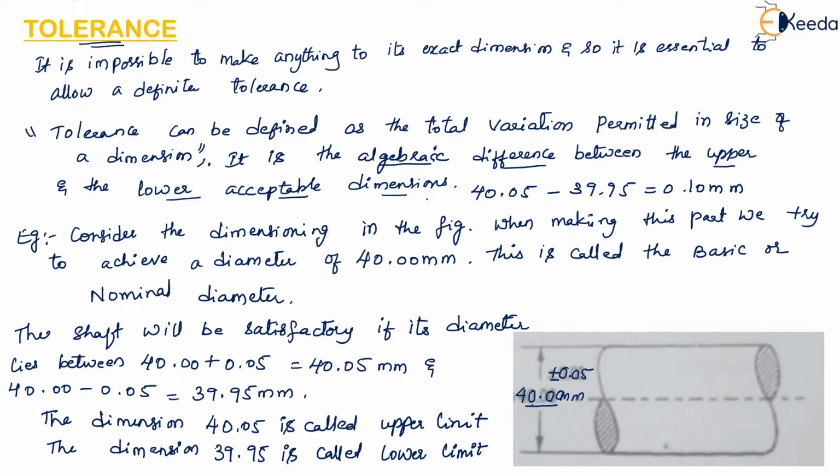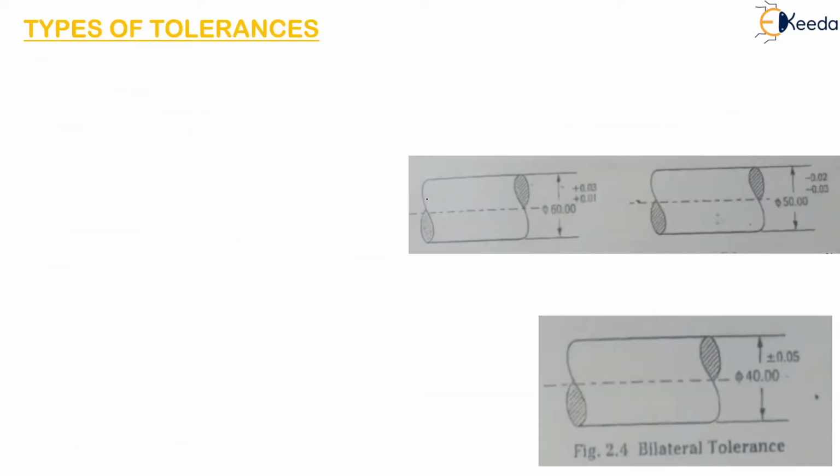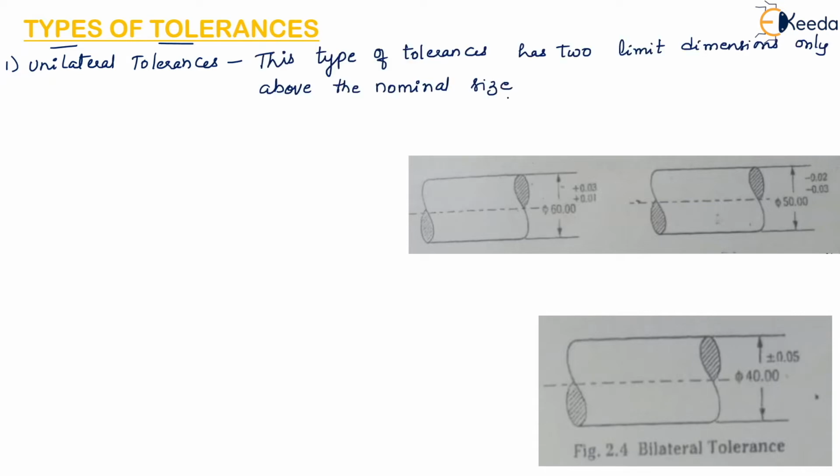So the next topic is types of tolerances. Basically there are four types of tolerances. First one is the unilateral tolerance. Unilateral tolerance has its two limit dimensions only on one side of the nominal size. So this is an example of a unilateral tolerance.